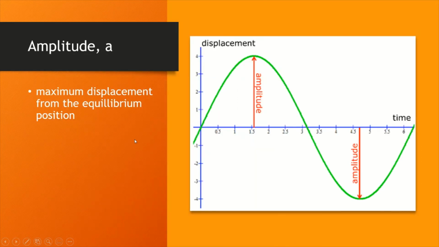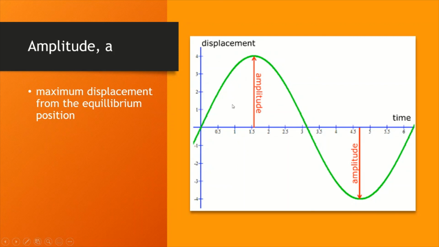Next one, amplitude. Symbol of amplitude is A. What is the meaning of amplitude? Amplitude is the maximum displacement from the equilibrium. It's just a distance, which is measured from the equilibrium position. So maximum displacement is called amplitude.